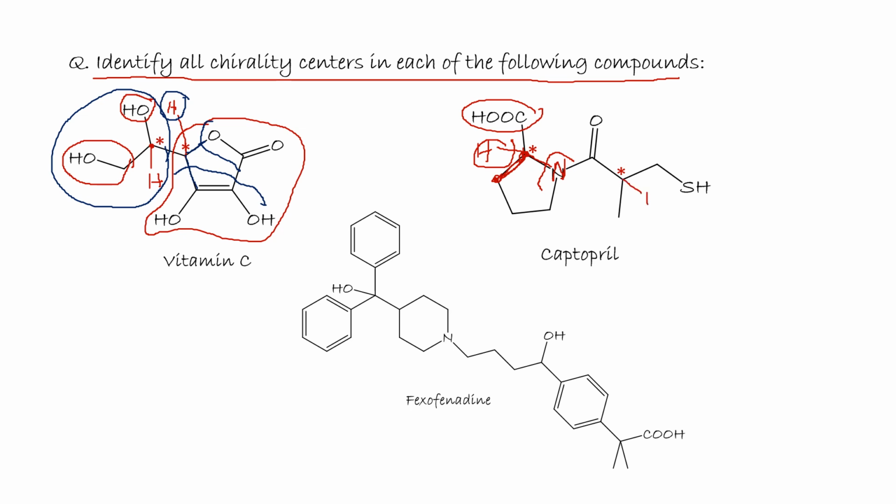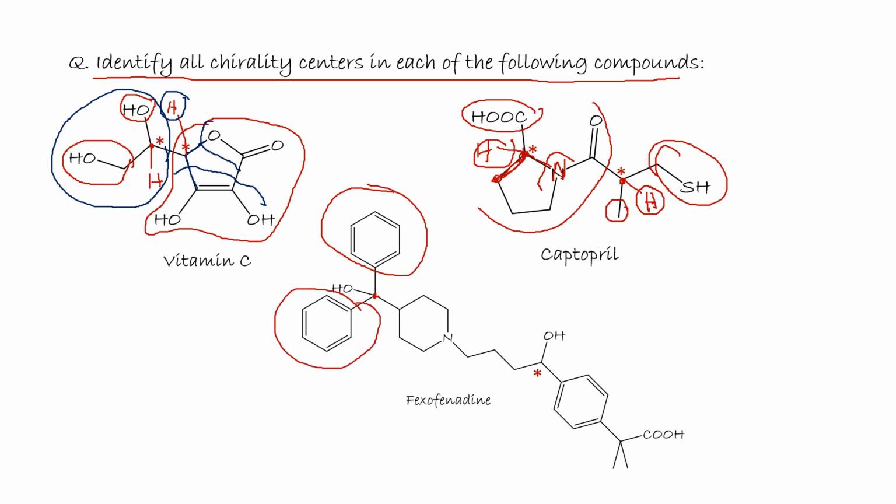This carbon has H, CH3, CH2SH, and C double bond O. So this carbon carries 4 different groups. The third molecule has one single chiral center. This is not a chiral center because you have 2 identical groups, phenyl and phenyl. Again, this one is not chiral because this is methyl and this is methyl. To be a chiral center, it has to carry 4 different groups.